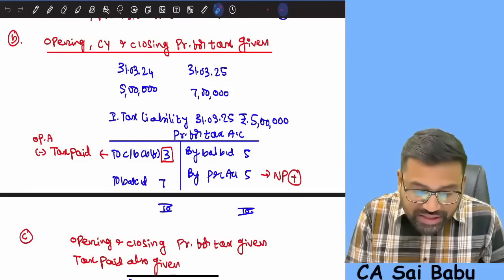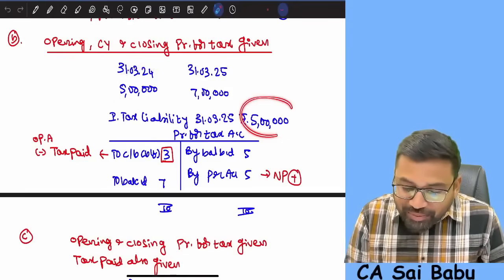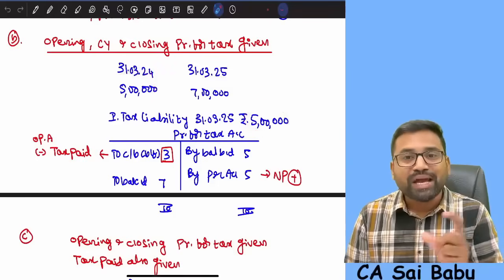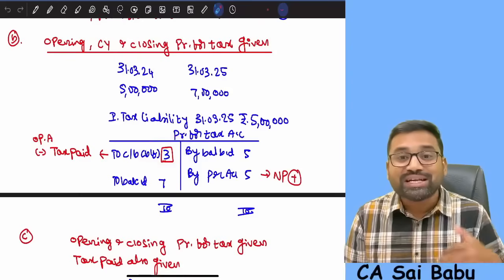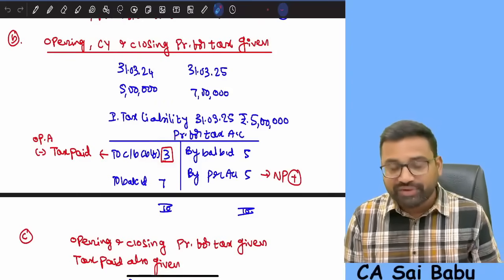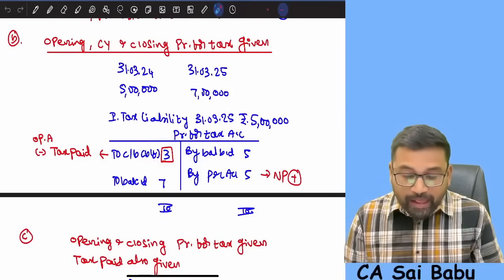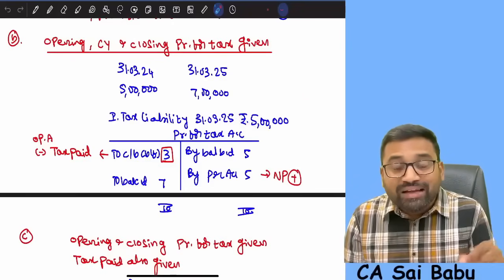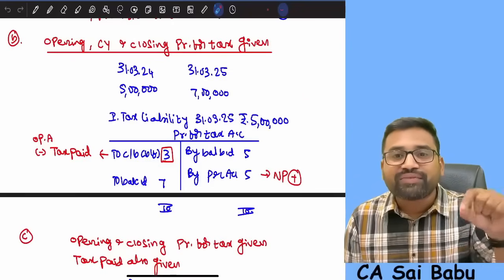So therefore in this case, opening 5, current year provision 5. So 5 plus 5, 10. Closing 7, minus 7, so 3 lakhs is the tax paid during the year. Tax paid we will consider in operating activities. And this current year tax liability is nothing but the current year provision for tax, appropriated from current year profits.